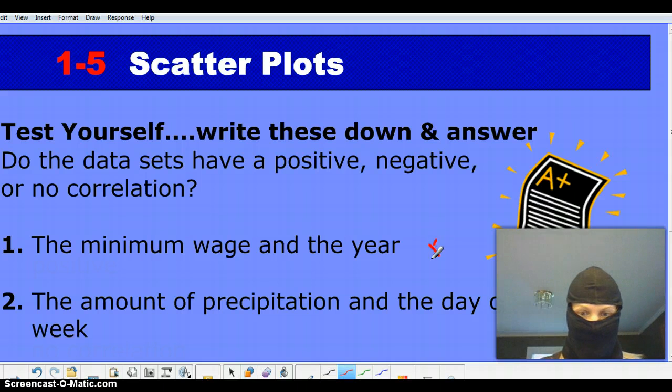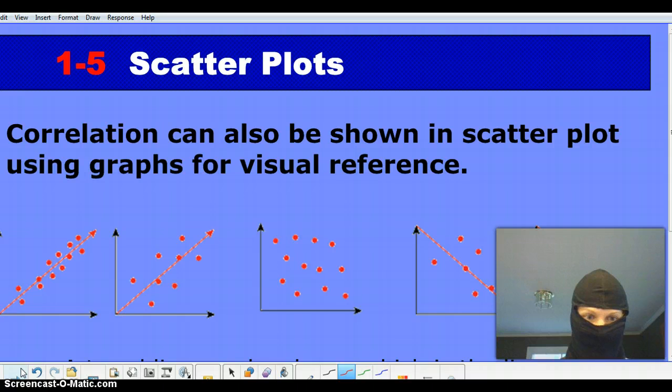The minimum wage and the year. Hopefully you know minimum wage is the very small amount of money that employment is allowed to pay you. So minimum wage means you can't pay somebody under that legally. And two, the amount of precipitation. Hopefully you know that's rain, and the day of the week. So you have 4 of these that you should come in with the answer to tomorrow.